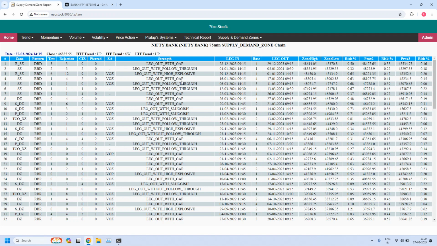Look into our supply demand zone chain on the 75 minutes time frame. And today here, serial number 8. This is the one. You can pause the video and study these parameters. Yesterday's 9:15 candle is a leg in, and then 4 base candles, and today 9:15 we have a leg out.